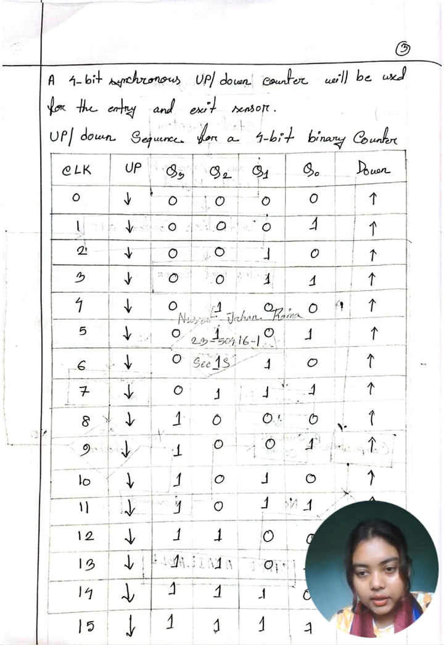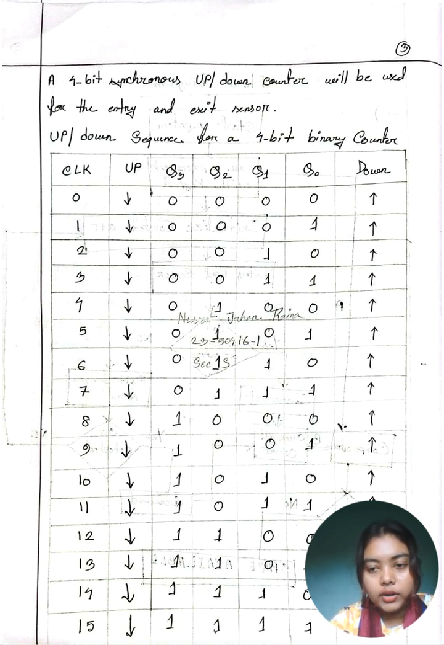Here we can see in the next slide a 4-bit synchronous up-down counter, which is explicitly stated to be used for the entry and exit sensors. It is described as synchronous, meaning the state changes are synchronized to a common clock signal, inferred from the diagram showing a single clock input to all flip-flops. The counter is designed to perform two operations, up incrementing and down decrementing.